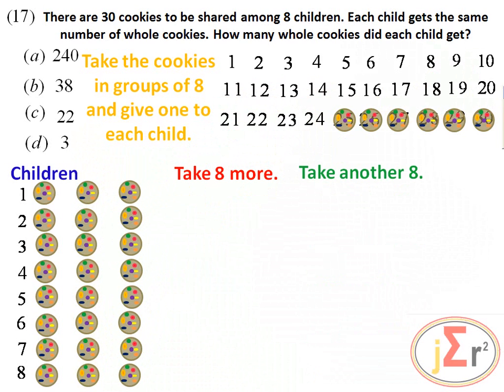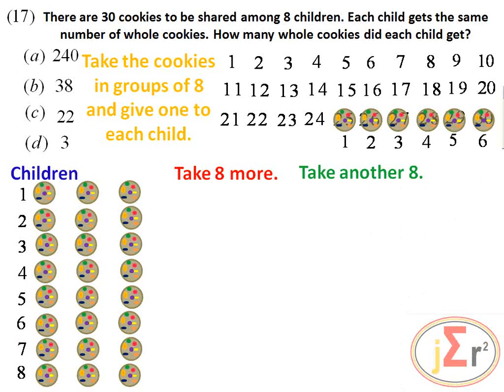What do we do again, Jerry? I think that Jerry would say take another 8, but he's saying that we cannot take another 8. So how many cookies did each one get, Jerry? 3. Okay, so each one got 3 cookies, as you said before.